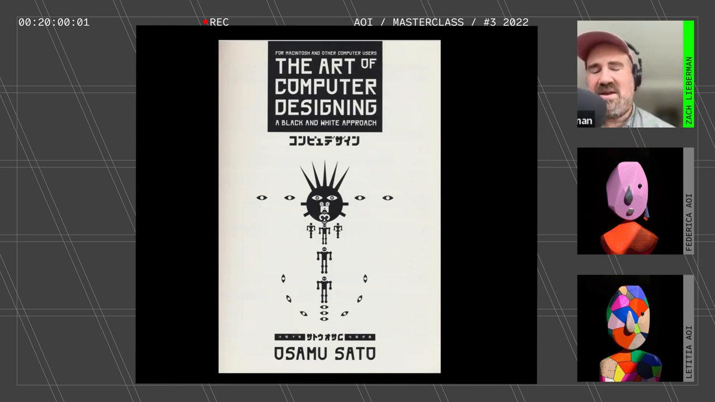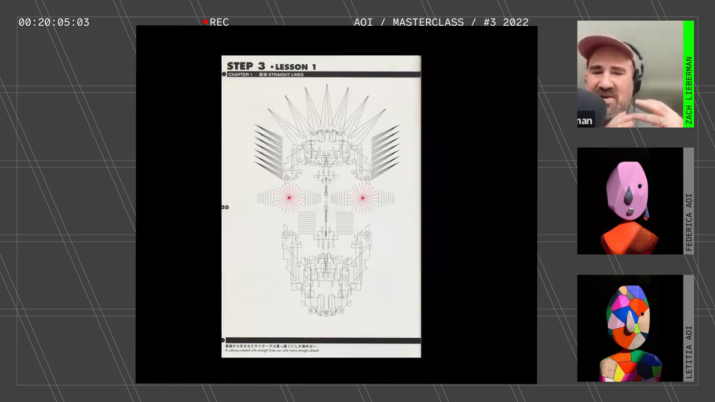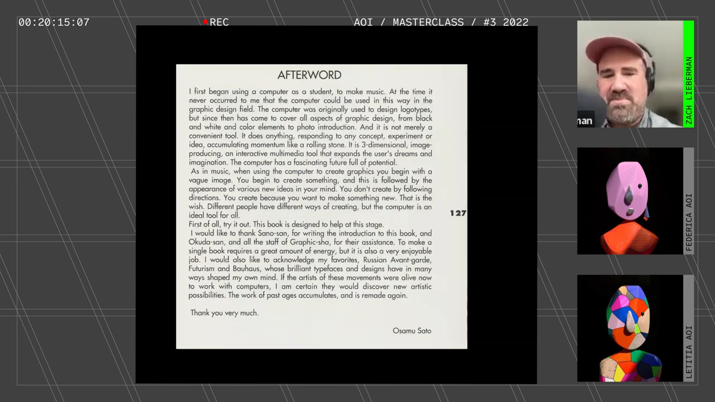This is a book from 1993 by a designer from Japan, and I fell in love with this book. This book is amazing. It's all of these cool ideas of things you can do with the computer and how you can use it for design. And in the end, he's thanking people. And he said, I would like to acknowledge my favorites, Russian avant-garde, futurism, and Bauhaus, whose brilliant typefaces and designs have in many ways shaped my own mind. If the artists of those movements were alive now to work with computers, I am certain they would discover new artistic possibilities. The work of past ages accumulates and is remade again.